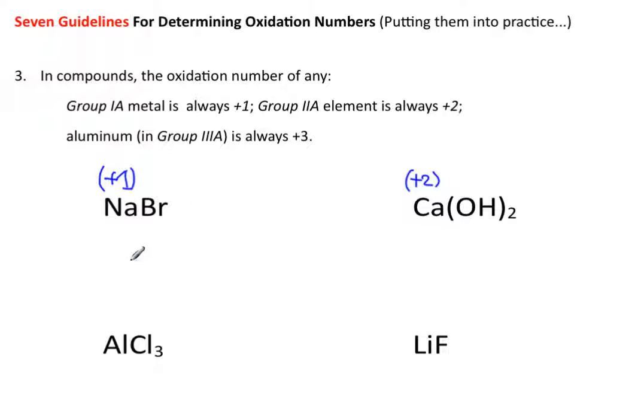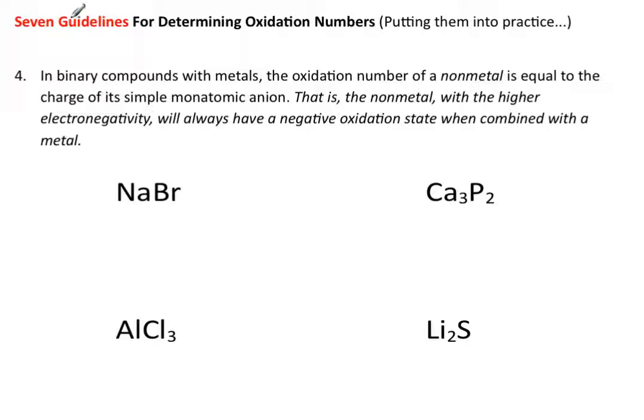We're not going to worry about assigning the other states right away. Group 3, which for the most part is going to be aluminum, will have an oxidation state of +3. So aluminum chloride, oxidation state of aluminum is +3. And in lithium fluoride, well, lithium is a group 1 metal, so its oxidation state is +1. So this applies to those left-hand side of the periodic table metals, the alkali and alkaline earth metals. Guideline 4.